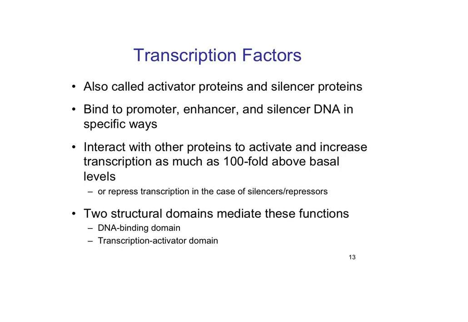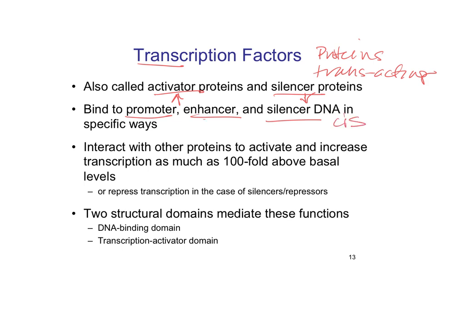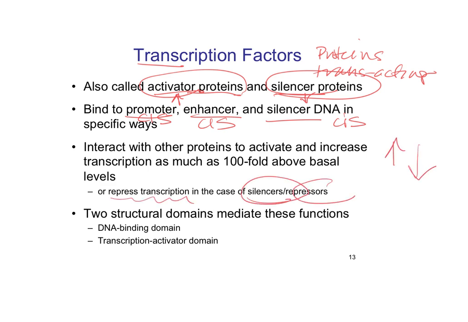The transcription factors themselves are proteins, trans-acting. It's right in their name. They can be activators or silencers. Activators would be upregulating; these guys would be down-regulating. They bind to the promoter, the enhancer, and silencer elements, which can be cis as well. These are cis. The promoter is cis. The proteins, the activators and silencer proteins, are trans. So we're turning things up, turning things down, repressing in the case of silencers, repressors.